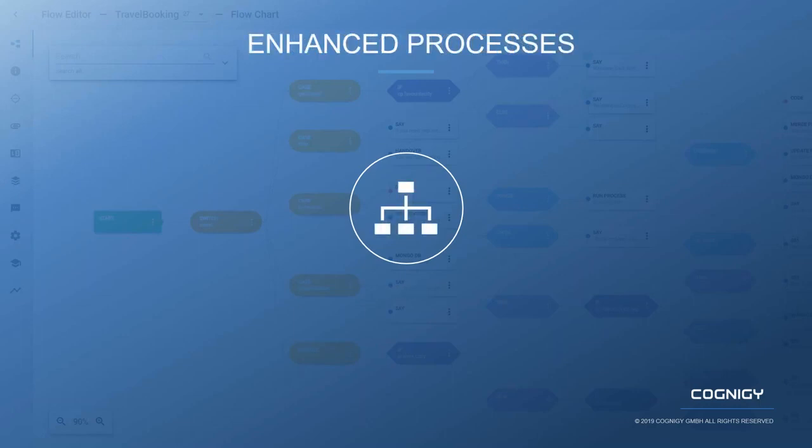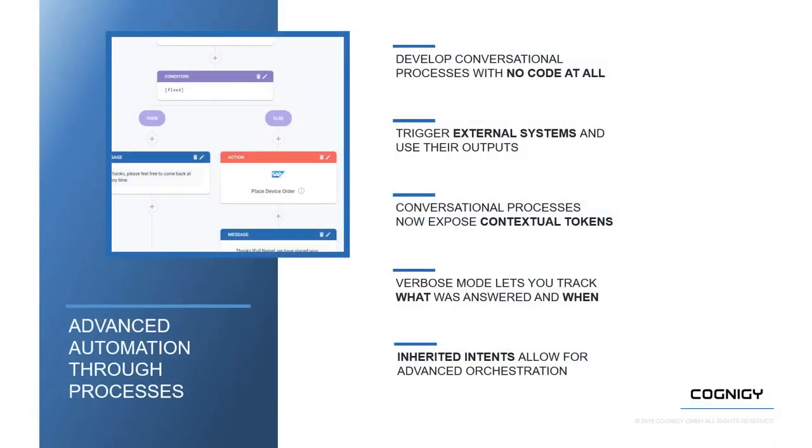Now, Cognigy is all about automation. And with automation, we have processes. And the Cognigy Process Editor is the tool of choice for our customers and partners to build these kinds of conversational process automation solutions. We've put a lot of work into the Process Editor in version 3.3 to allow even more advanced automation through conversational processes, which you can now develop with no code at all.